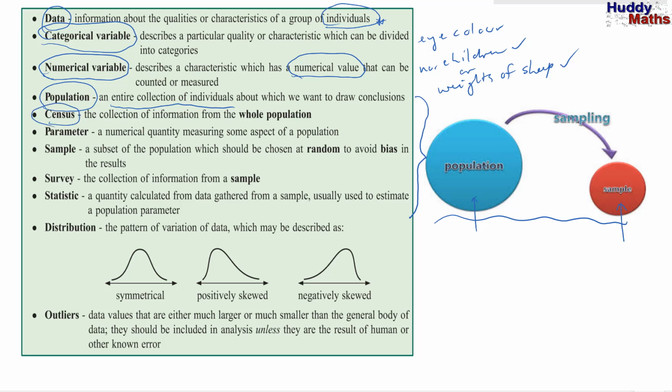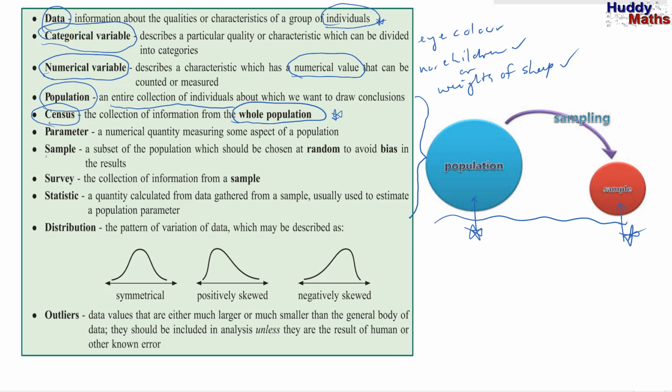The census is when you go out and you actually take the whole population. Now you can see why that would be difficult, don't you? That's why we use a sample here, because the population could be huge, too expensive to measure the whole population. When countries do measure their whole population of people, it's called a census. So they're trying to measure everybody.